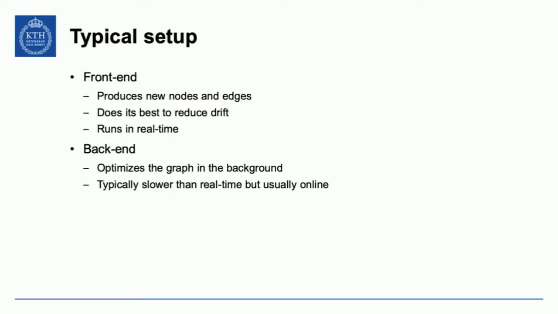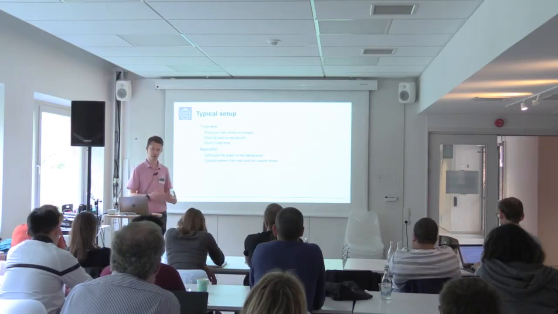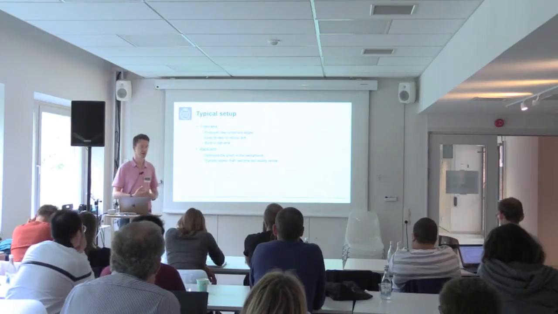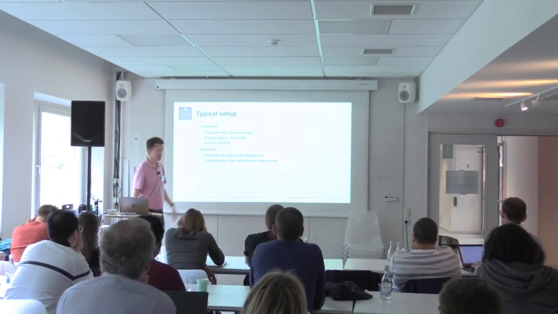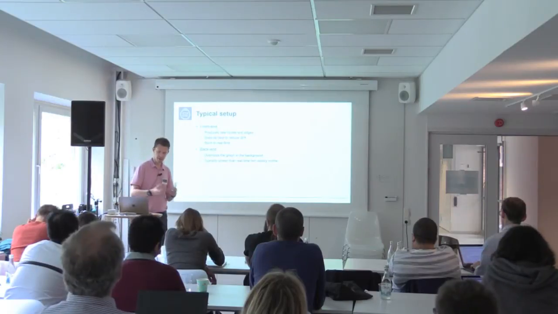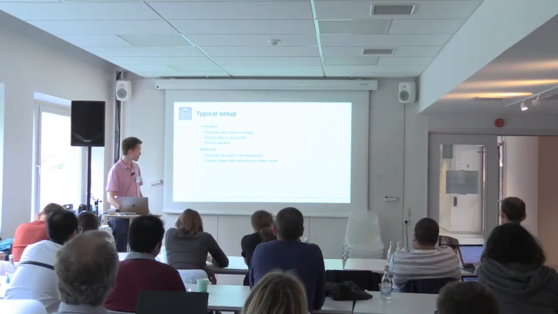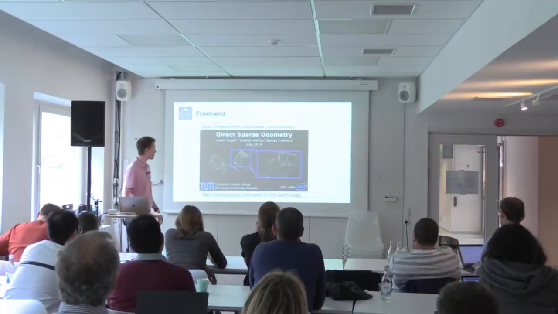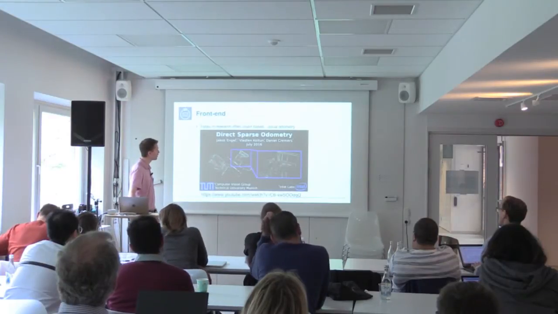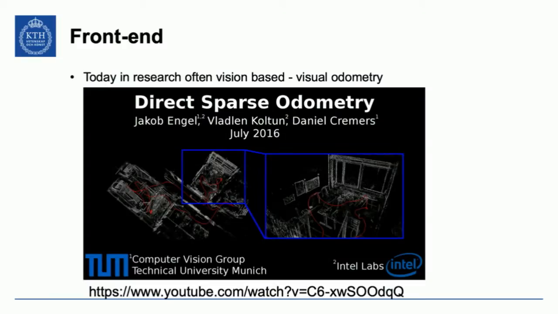The back end tries to optimize the graph, and this would typically be implemented as two separate processes, or threads at least. The front end runs in real time, because we really want to know our position in real time. We need to know where we are because we want to do control that is based on where we are. The back end can operate a bit slower and do global adjustments to our positions a bit less frequently. So here's an example of a state-of-the-art front end today using visual information.